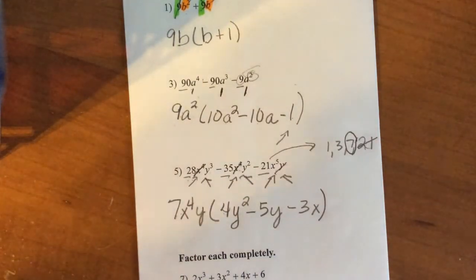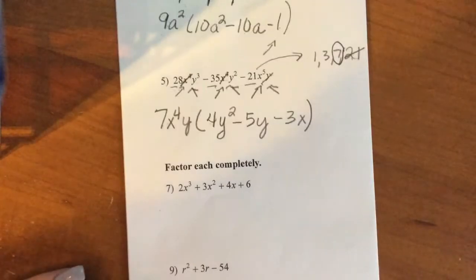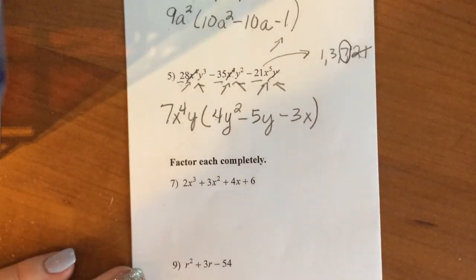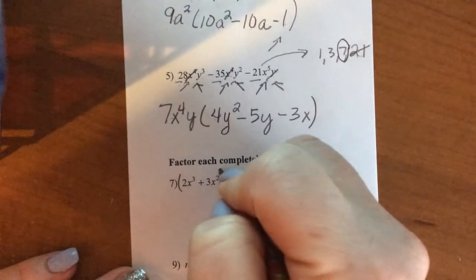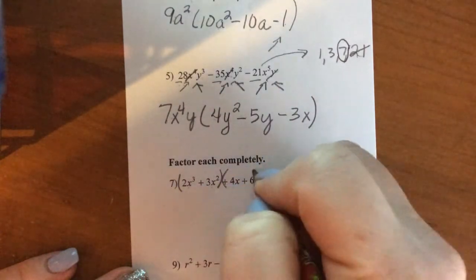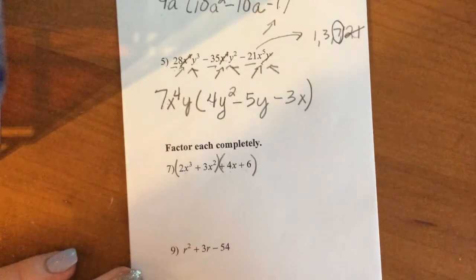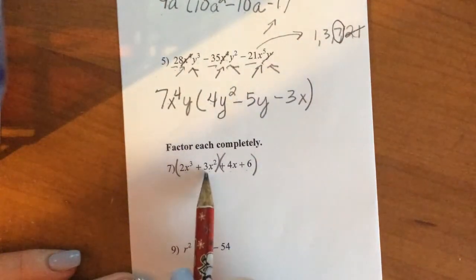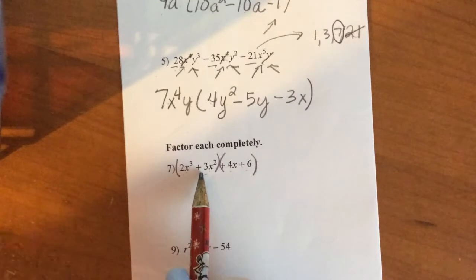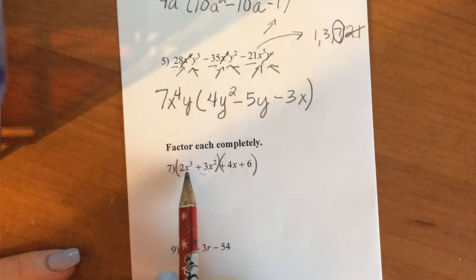Okay? All right, our next 6 have to do with factoring each completely. When you have 4 terms, you group the first 2, then the last 2. Okay, so do the same as what we did at the top. Look to see what number I can take out. I can't take out a number, so no number is going to be pulled. But I can still take out a variable.